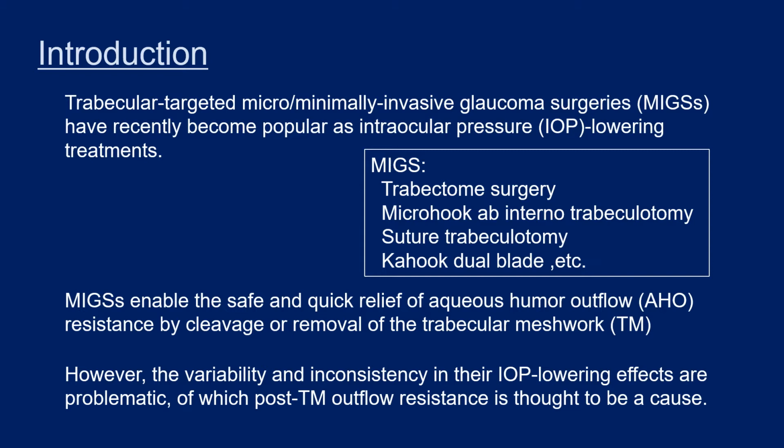Trabecular-targeted micro-minimally invasive glaucoma surgeries (MIGS) have recently become popular as IOP-lowering treatments. MIGS enable the safe and quick relief of aqueous humor outflow resistance by cleavage or removal of the trabecular meshwork. However, the variability in their IOP-lowering effects is problematic, of which post-TM outflow resistance is thought to be a cause. Therefore, we think that it is important to visualize and evaluate post-TM outflow when considering glaucoma treatment.